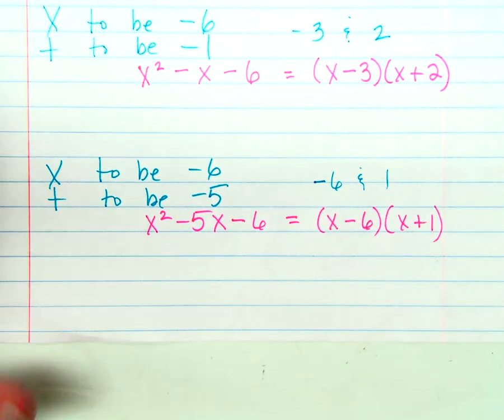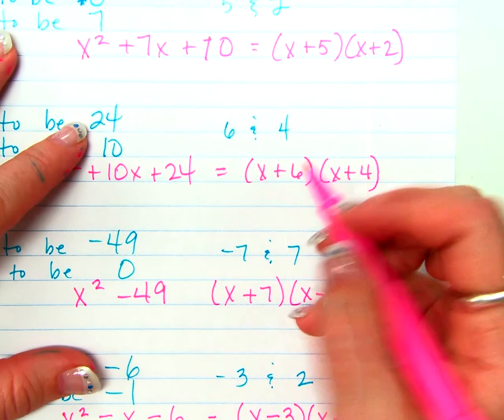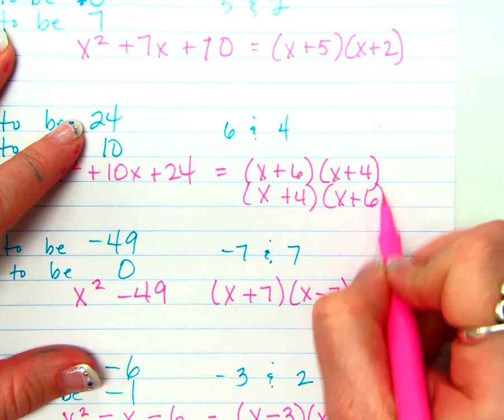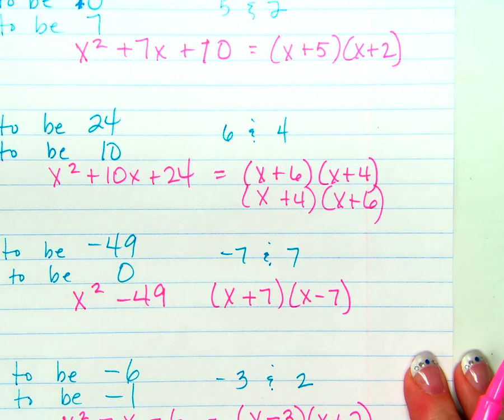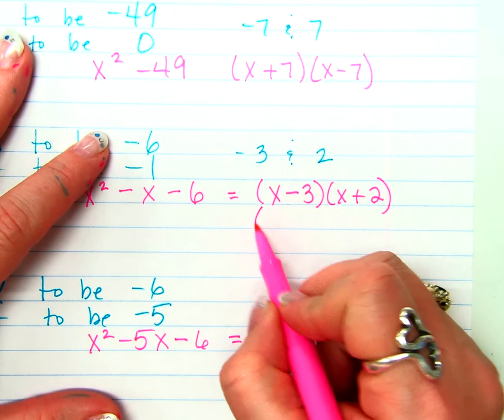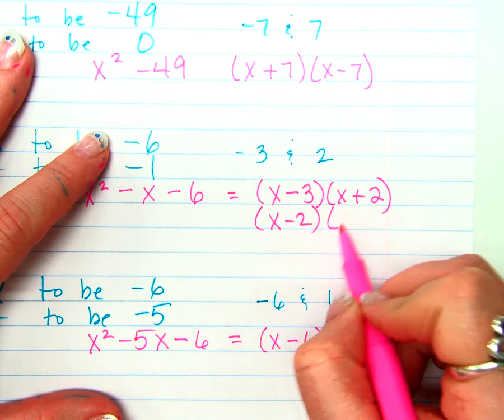Very good. So this crazy kid earlier, on this one right up here, you know what he said? He said, I wrote x plus 4 and x plus 6. What did I say? That's fine. On this one right here, he said, I wrote x minus 2 and x plus 3.